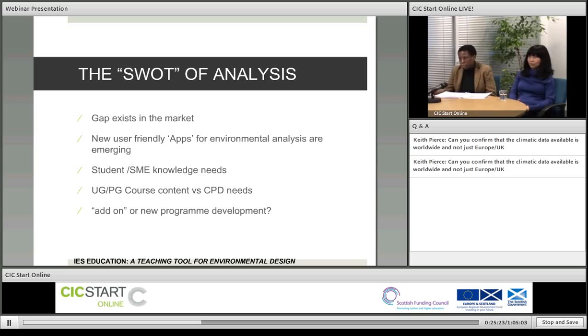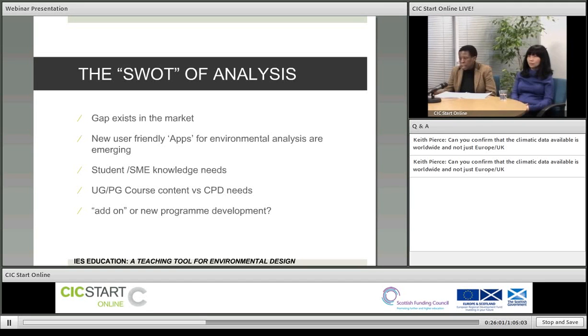So that's the strength. We think, though, that there are new user-friendly apps, literally apps, that exist for environmental analysis, some of which are incredibly smart. So in a way, IES possibly needs to look not just at the IES Lite for education, but indeed these other apps for the iPad or the iPod or whatever it is. But again, that's possibly an emerging weakness that needs to be looked at. However, there is the student and small and medium enterprise knowledge need, which is still to be fulfilled. So again, that's a strength.